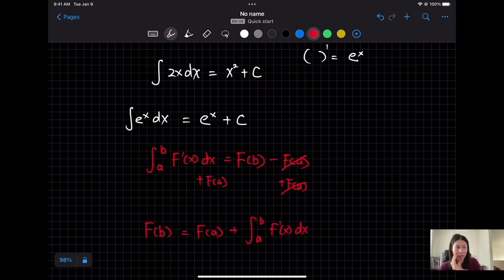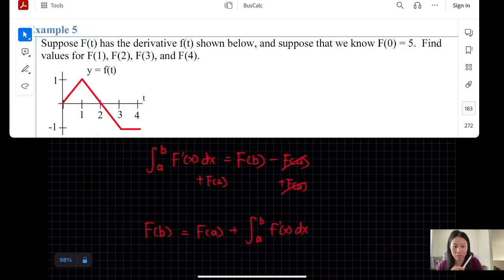So what is the application for this one? Now let me show you an example. Take a look at this function. Suppose f of t has the derivative f prime of t shown below. Suppose that we know that f of 0 equals 5. Find the values of f of 1, f of 2, f of 3, and f of 4.